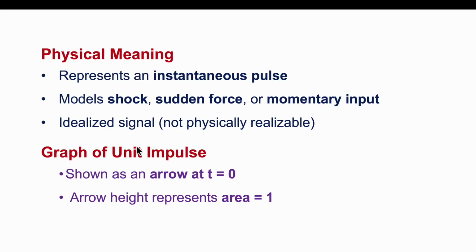And what about the graph? If you say it is a unit impulse signal, it means that when t is equal to 0, you have an arrow, which means the area, or the amplitude, is equal to 1. So the arrow height represents area, which is equal to 1. And you know that the area of the unit impulse signal is always equal to 1.